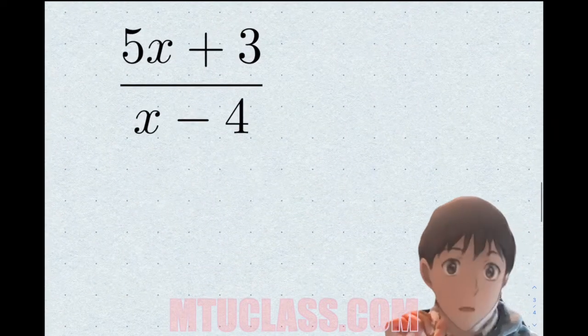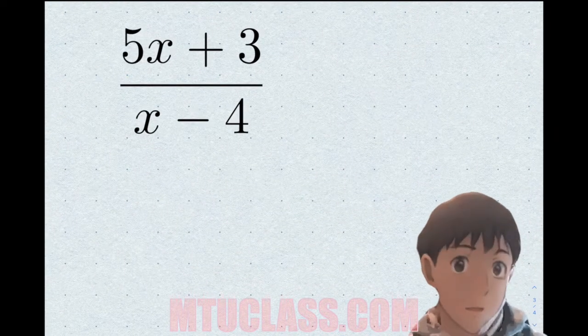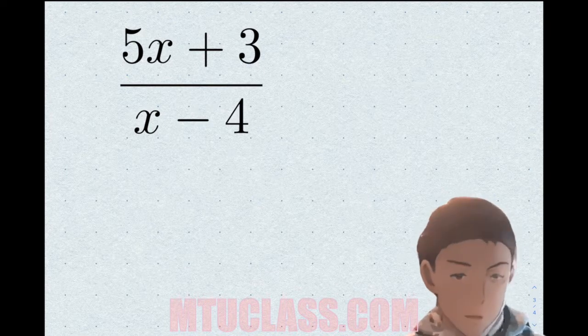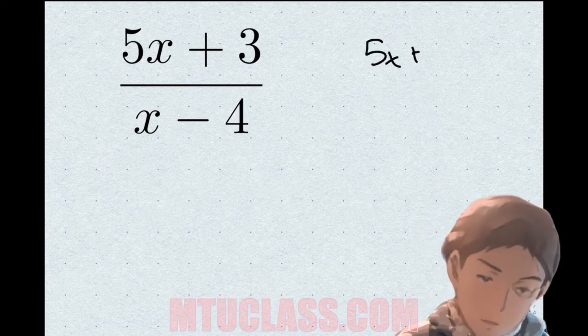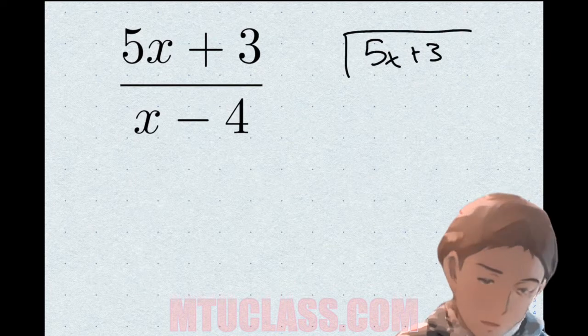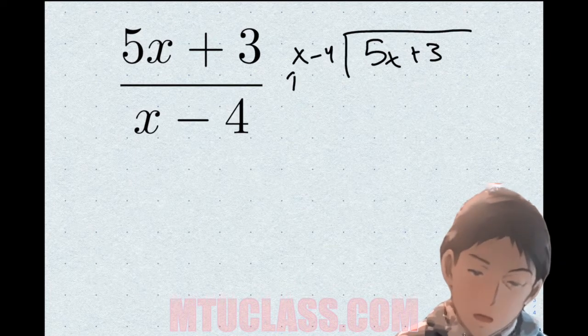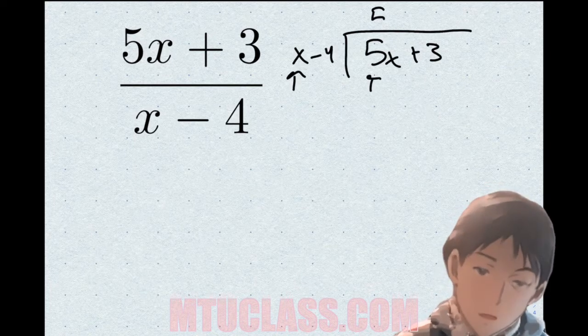All right, so in this one, we have 5x plus 3 divided by x minus 4. So again, standard format, right? What we're going to do is 5x plus 3 on the inside, and then we do x minus 4 on the outside. What do I do to the x to get it to be 5x? I multiply it by 5.